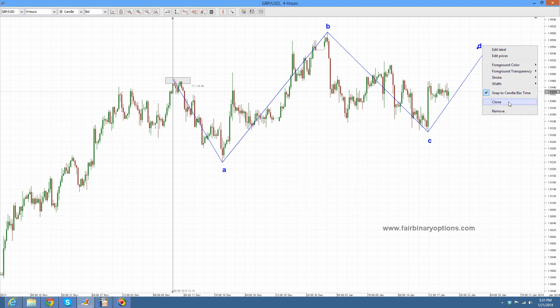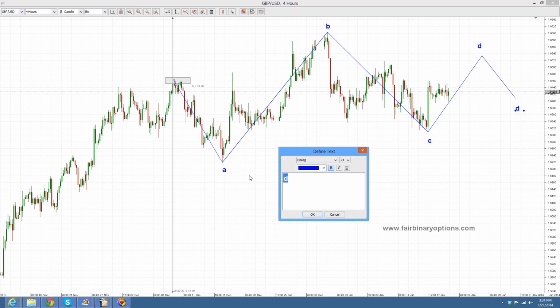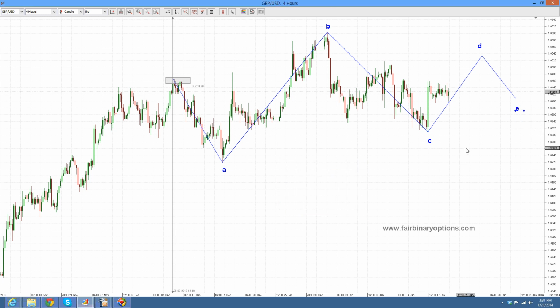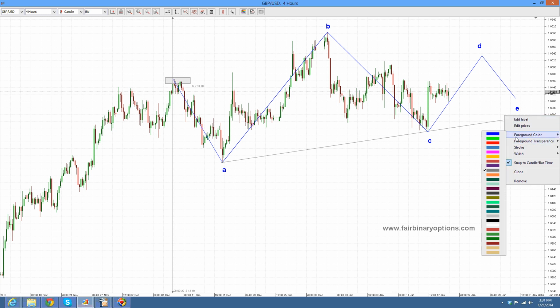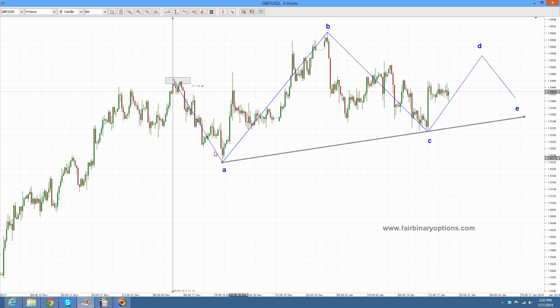Now, like any contracting triangle, again, this one should travel between the A-C and B-D trend lines. So just take a short line from A and C like this, and project it on the right side. And the future to come, the B and D trend line.